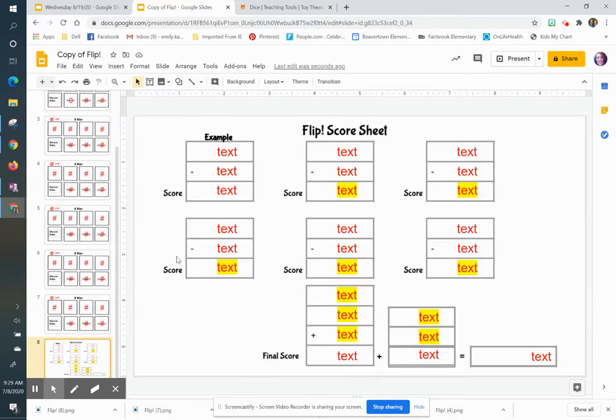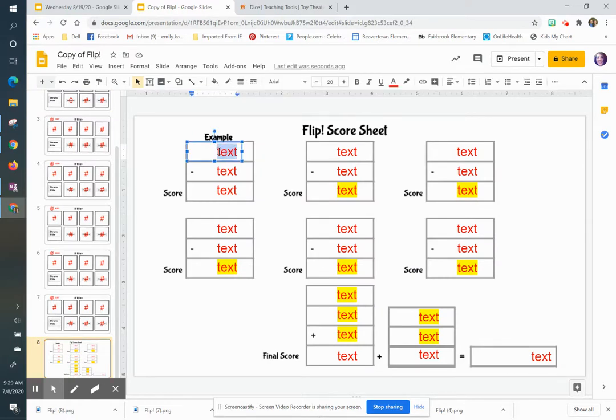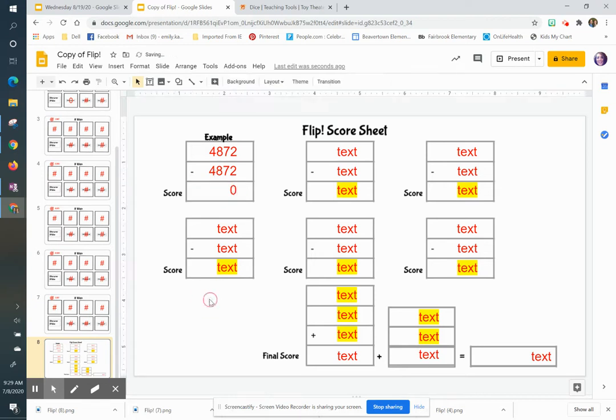So you're going to come down here to the score page. You're going to find the difference between our numbers. Our target number was 4,872. We ended up rolling 4,872. So our score this round was 0, which is exactly what we want. We want the lowest score possible.